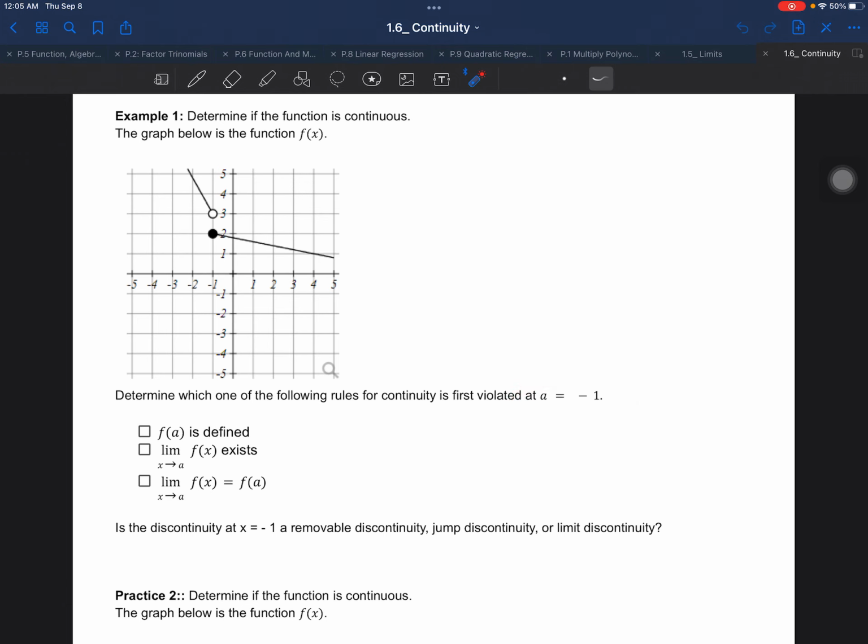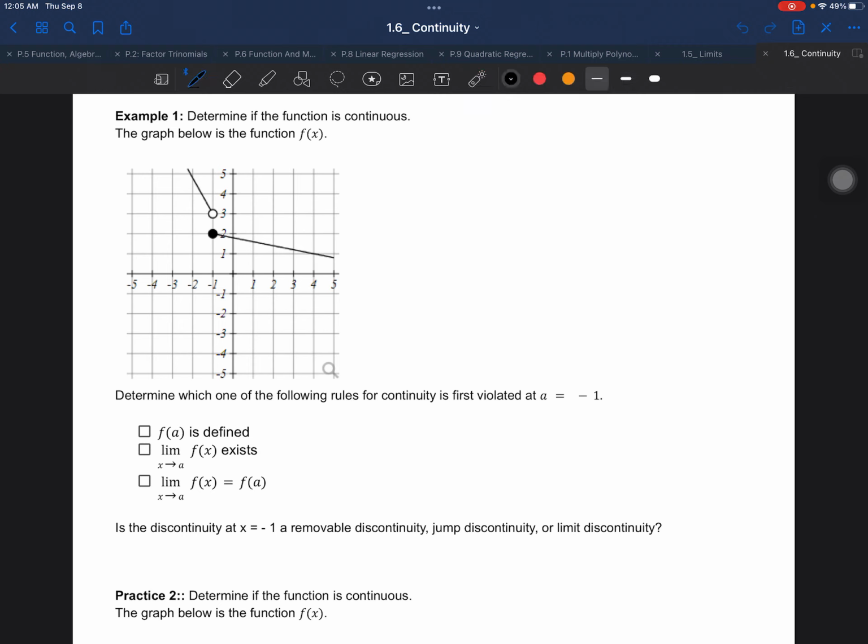So we notice it's right here, right? So we want to see whether this part is continuous. By looking at the graph, we can see that it's not continuous, but what we want to do is find which of the following three conditions is not satisfied. So let's begin with the first one.